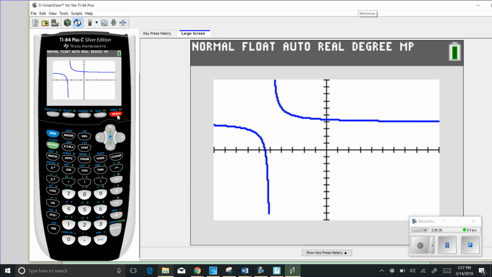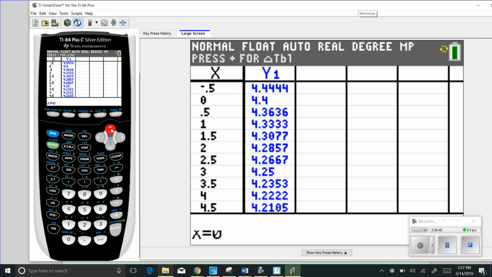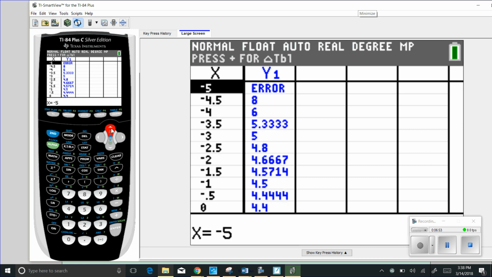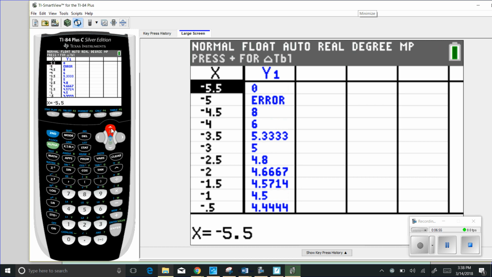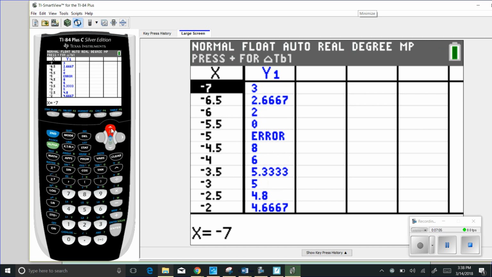So now let's see where the points are. To look at the table, you hit second and that same button. And here's our table. So I said that we're going to start our table at x equals -5. So I have to go up a couple times. There's -5. It says error. Okay, so that's because there's an asymptote at -5. Go up a couple more until I see 3 nice points.